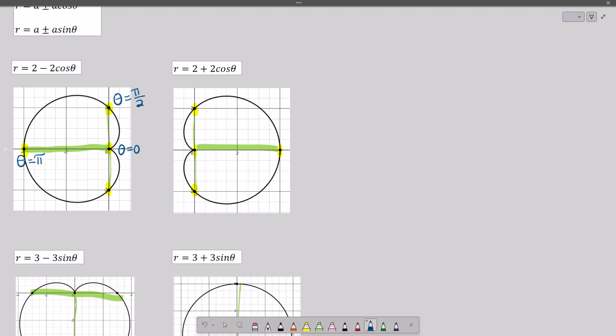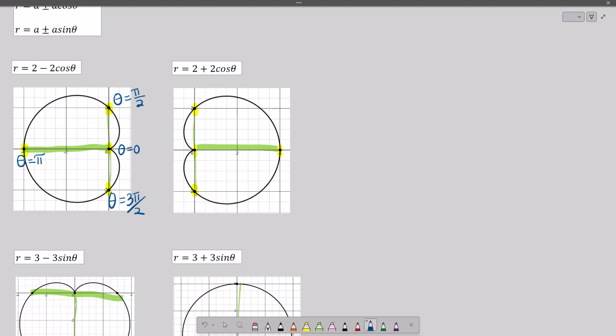And then in the 3 pi over 2 direction, so rotate all the way around down to there, cosine of 3 pi over 2 is 0. 2 minus 0 is 2. So in the 3 pi over 2 direction, we go 2 units from the origin. So that's going to be theta equals 3 pi over 2. And then we just connect the dots. So we have to have it in our mind that a constant plus a constant times sine or cosine is a cardioid. We get our 4 key points and then connect the dots. Same thing over here.